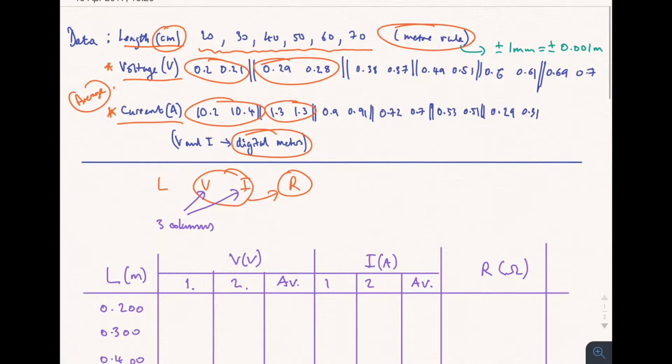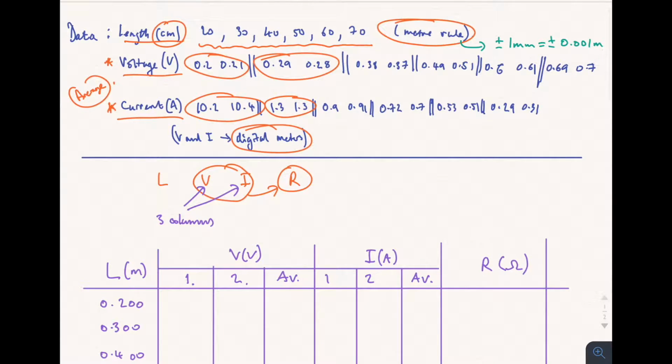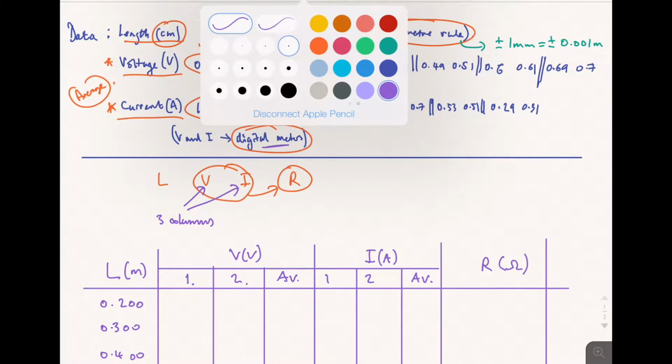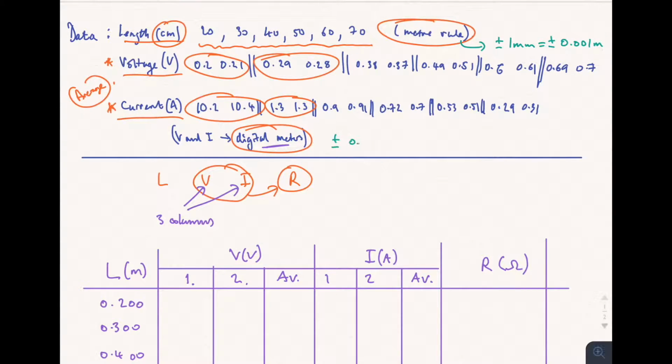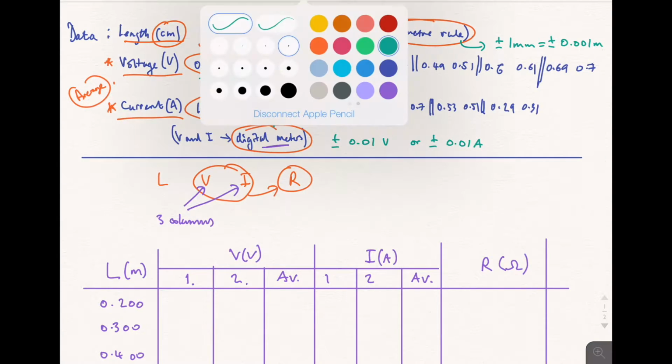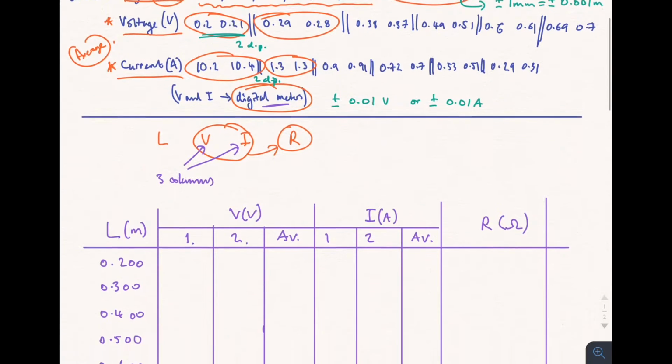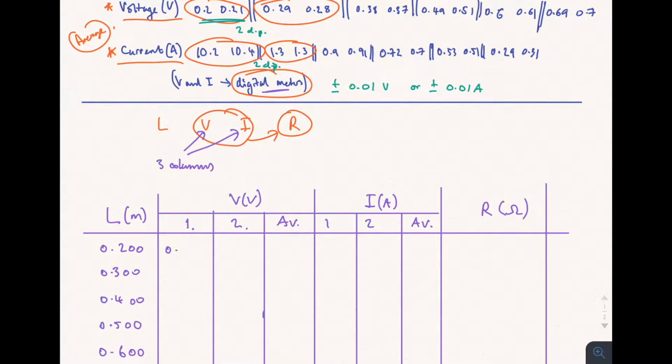Put the voltage readings in now. Voltage and current were both taken with digital meters. These have got a precision of plus or minus 0.01 volt or plus or minus 0.01 amps. These are both SI units, so I'm not doing any conversions here. I'll just write my data down to 2dp for all of my data here in these two sets. Okay, so I'm going to fill the table out and then work out the averages.